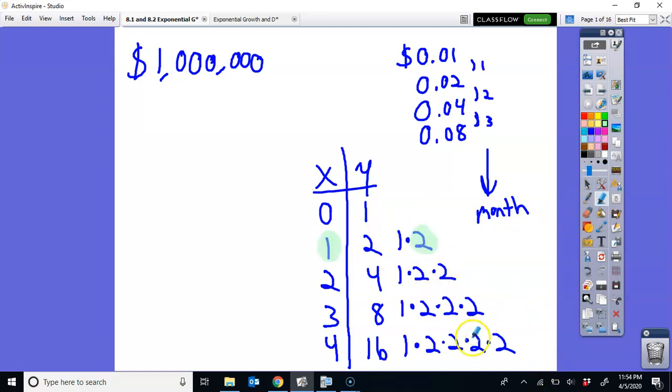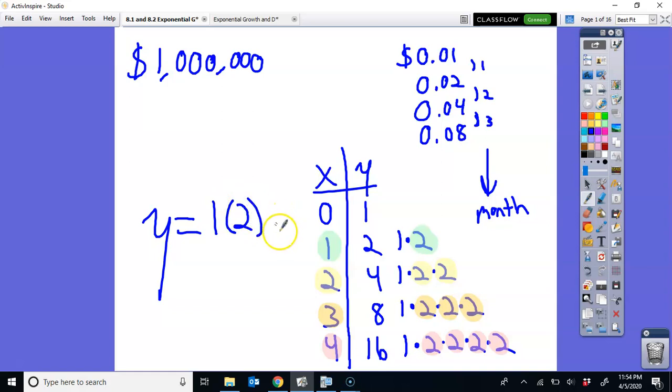There's 1 2. How many 2's are right here? There's 2 2's. How many 2's are right here? There's 3 of them. And how many 2's right here? Hopefully you recognize the pattern now. There's 4 of them. So to get your Y value, you are taking the original penny and you're multiplying it times 2 raised to the x power.